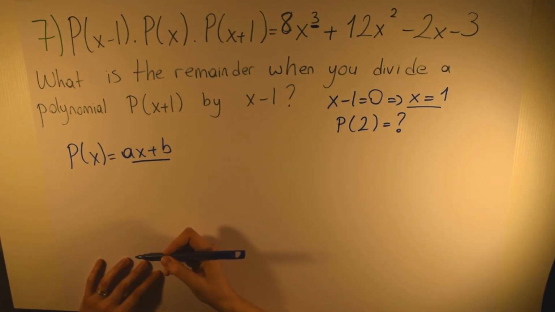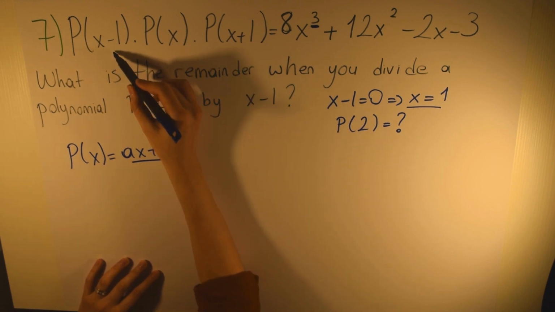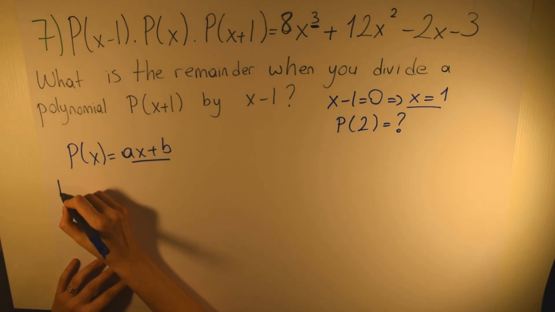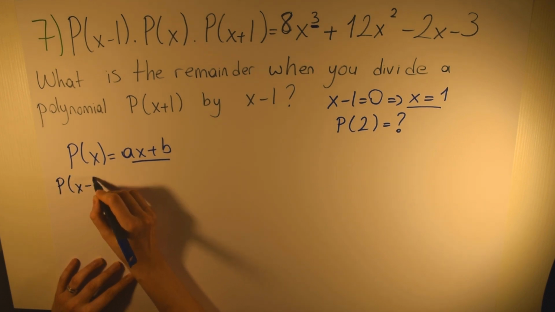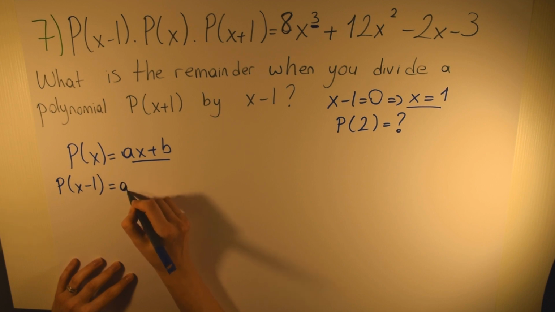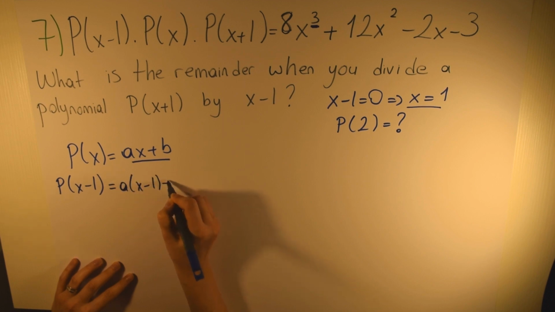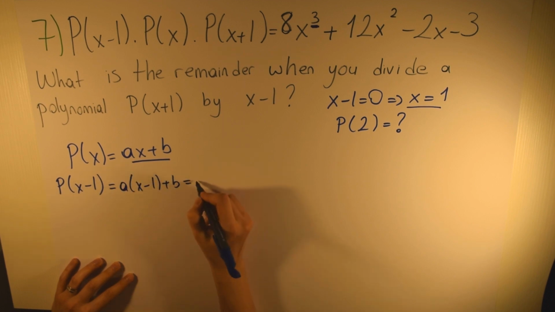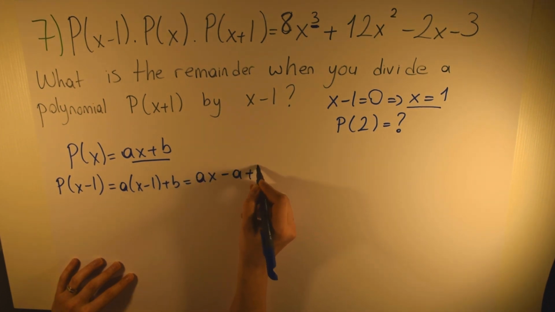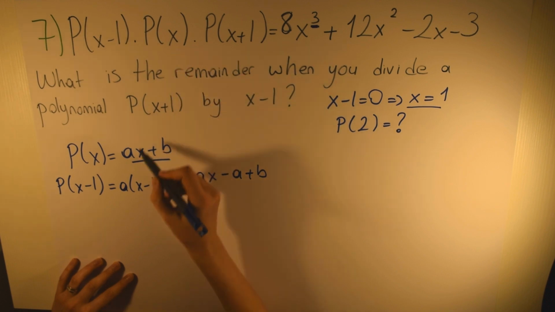And then let's put these values instead of x. So p(x) minus 1 is equal to, when I put here x minus 1 plus b, from here I will get ax minus a plus b, and p(x) is equal to this.